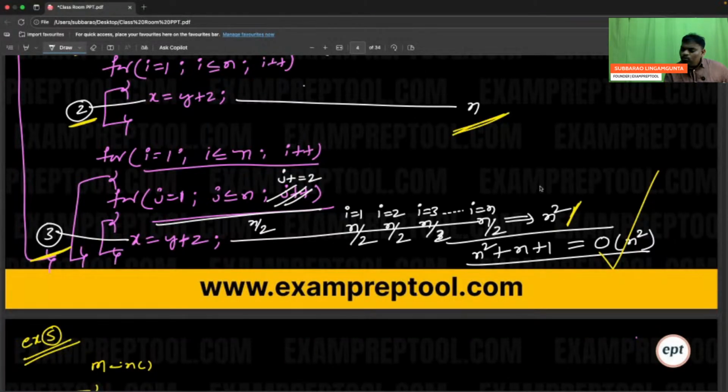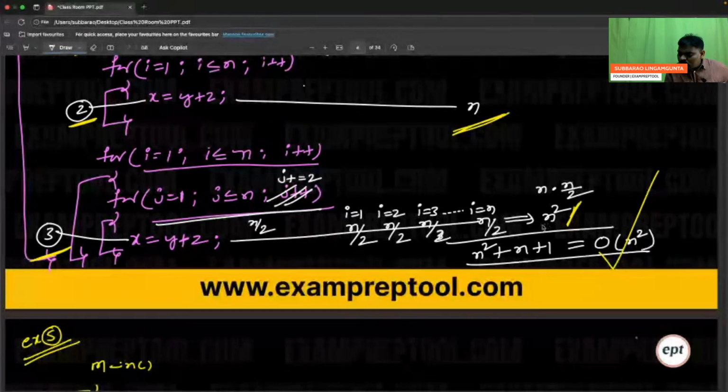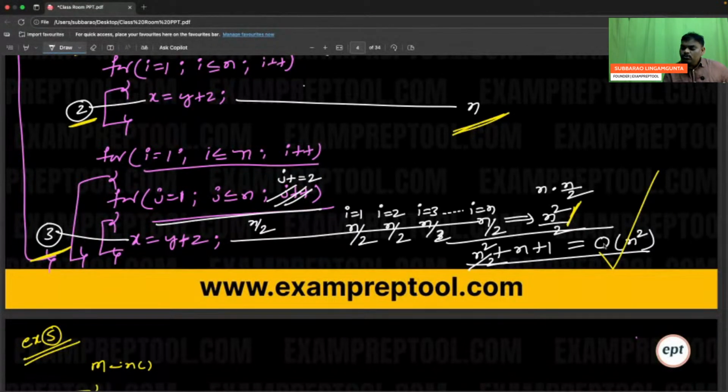So what is the answer? I think n times, where every time is n by 2. This is finally n square by 2. So the time complexity of this program is n square by 2 plus n plus 1. If you observe clearly, take the bigger one, the bigger one is n square by 2.